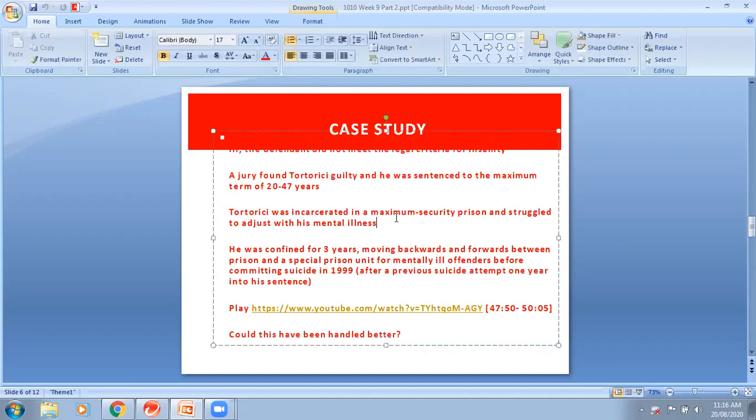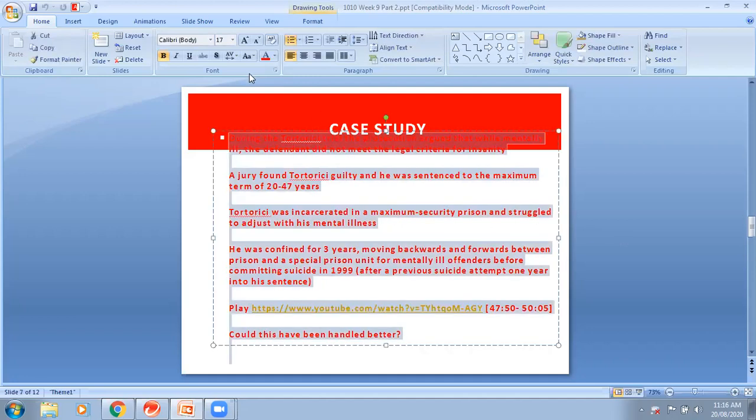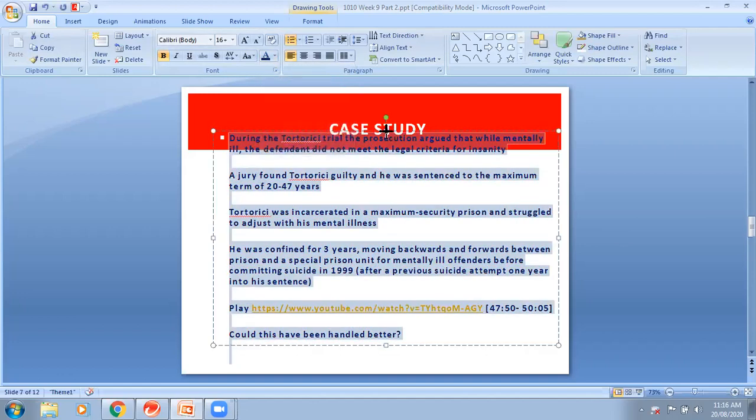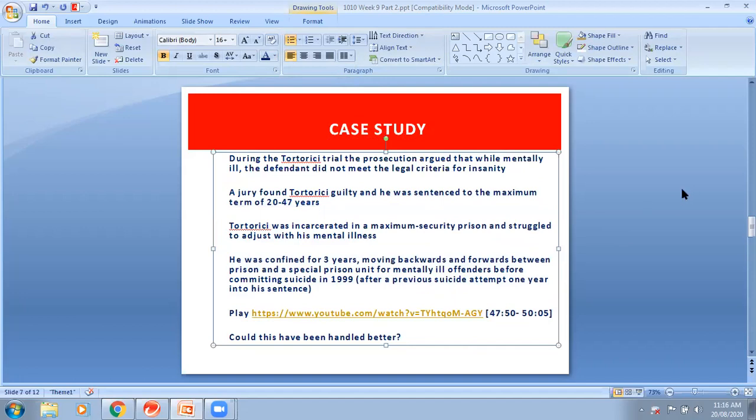Okay, so going back to Ralph, and I forgot to highlight this one and turn it into black, so I shall just do that now and move this down so we can see it. All right, so during his trial, the prosecution argued that while he was mentally ill, he did not meet the legal criteria for insanity. But he walked around thinking he had a microchip implanted in his penis and hearing voices telling him what to do, but he didn't meet the legal criteria.